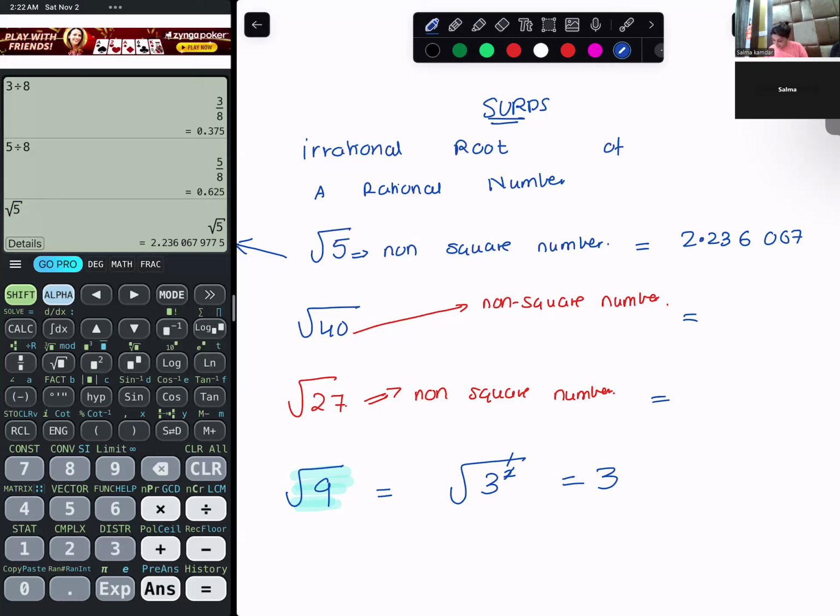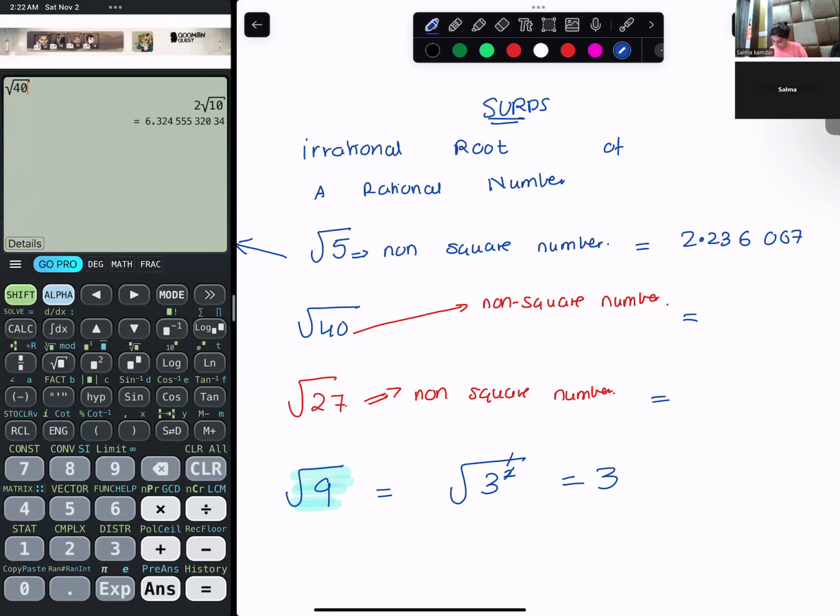If I say root of 40, so this is equal to what? 6.324555320. If I say root of 27, so this is equal to 5.196152. The decimals are continuing forever. There is no repetition, there is no pattern of this decimal. So it is a surd.